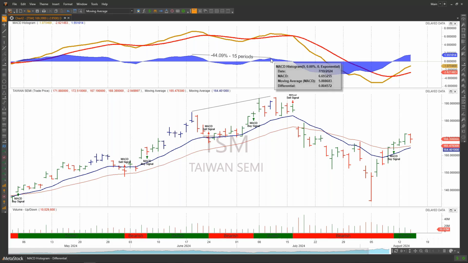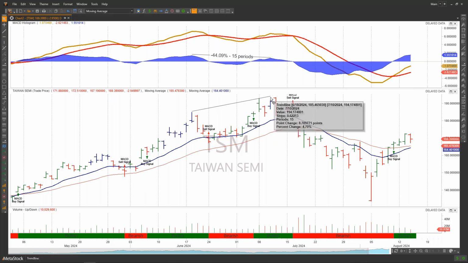This MACD is not setting a new high, while price is setting a new high. In other words, this area right here is higher than this area, and this area right here is lower than this. You're setting a new high price point that is not confirmed by MACD. MACD does not support this price point.